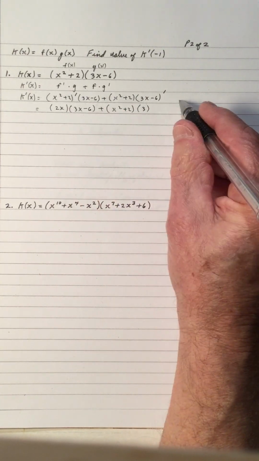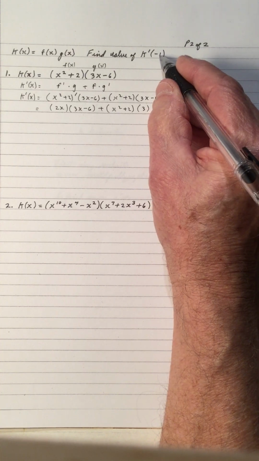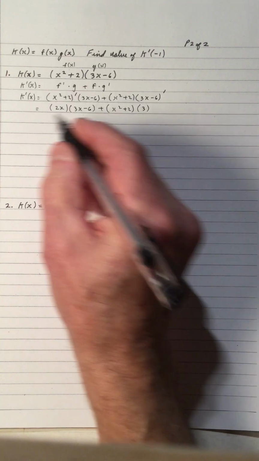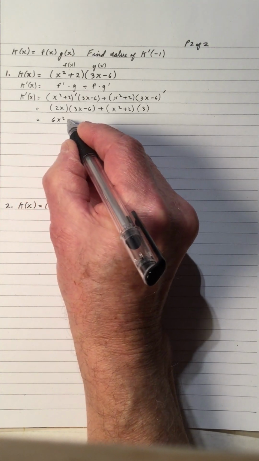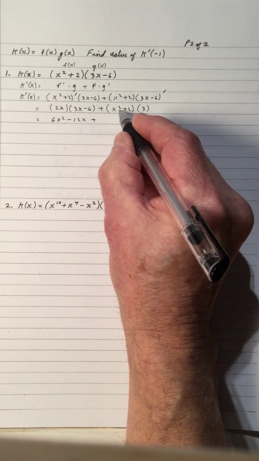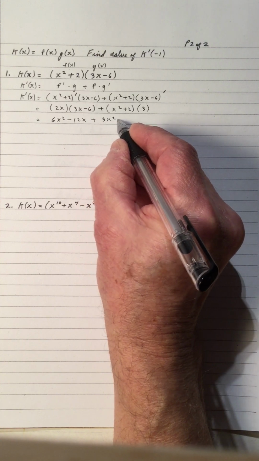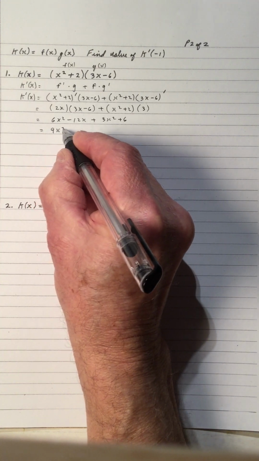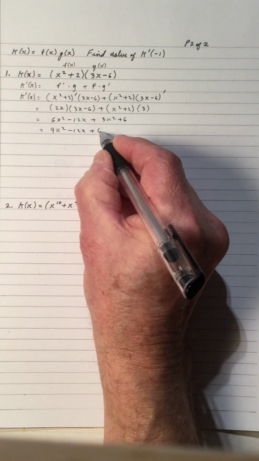Now, we can multiply all this out and simplify it and then put the negative 1 in, or we can put the negative 1 in here now. So I have an either/or. I can multiply it out and get 6x squared minus 12x, add on 3 times (x squared plus 2), which is 3x squared plus 6. Add it up, and I get 9x squared minus 12x plus 6.